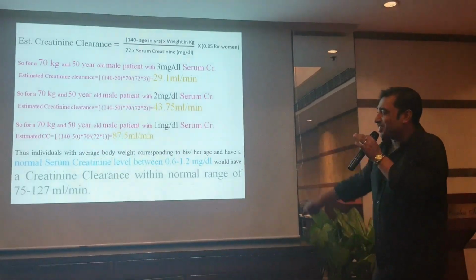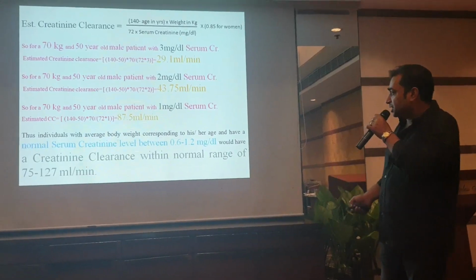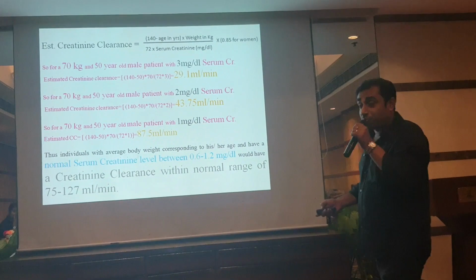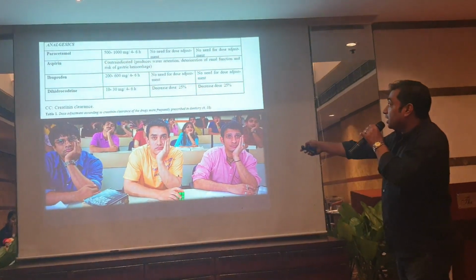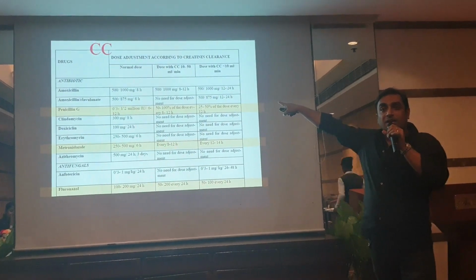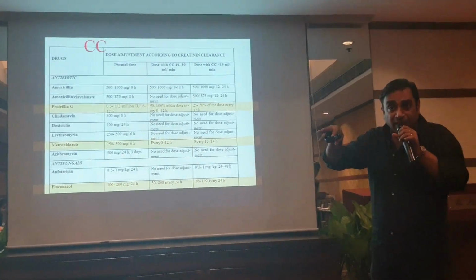Now, this is the calculation. Okay, it looks very complicated, and we will not get into it very much. Thus, individuals with average body weight corresponding to his or her age and a normal serum creatinine level between 0.6 and 1.2 would have a creatinine clearance within the normal range of 75 to 127. Normal is 75 to 127. And we were talking about problems in cases of 10 to 50. Only at the level of 10 to 50 creatinine clearance does a problem start ensuing.